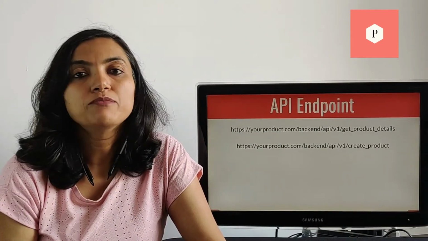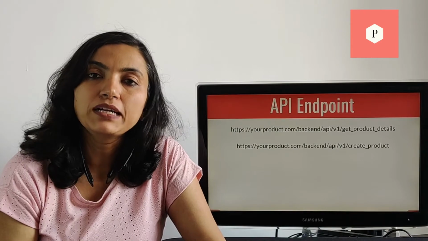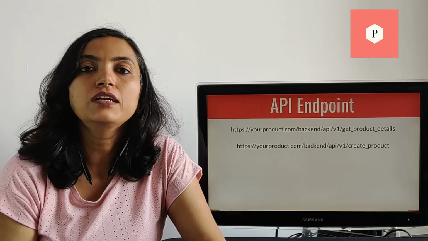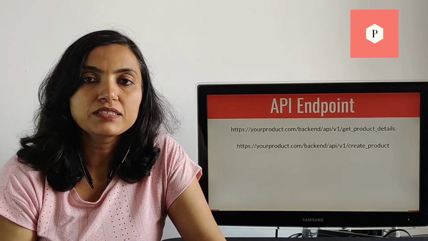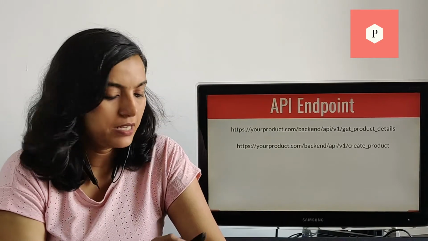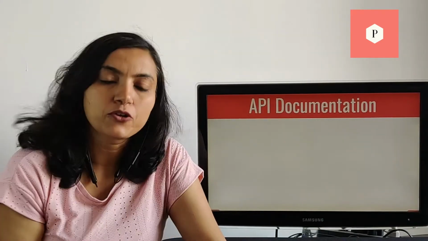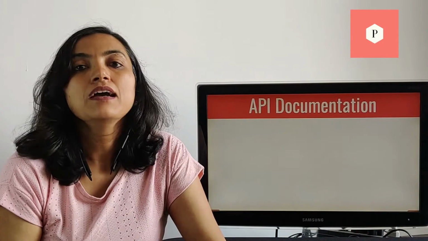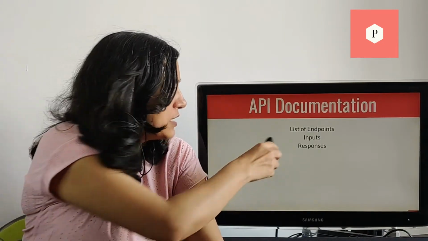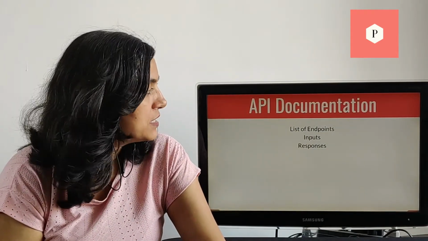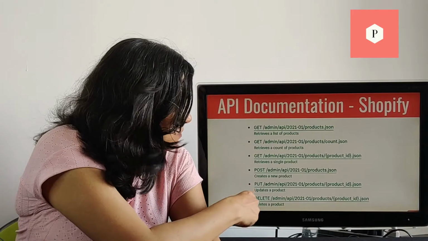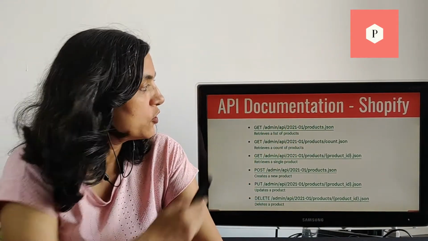A product or a module will typically expose multiple API endpoints for different tasks. And that brings us to the second most important term, which is API documentation. Put simply, an API documentation is a document that lists down all the endpoints, their inputs and responses. For example, see this snippet from the API documentation of Shopify.